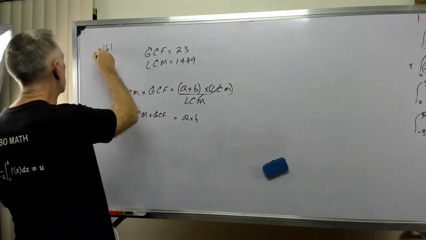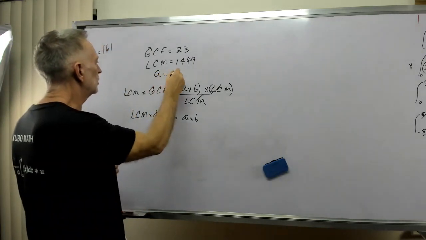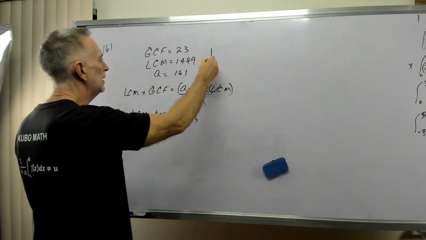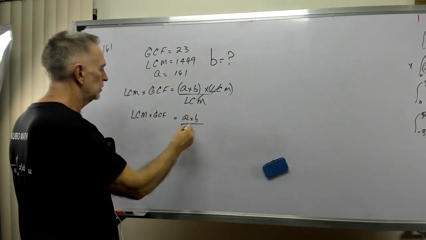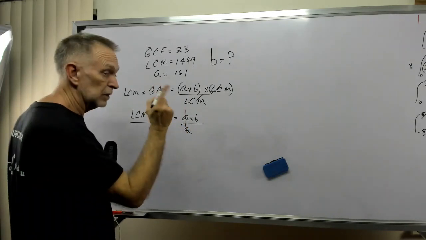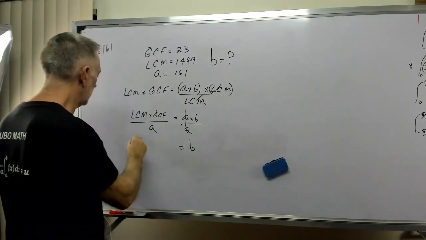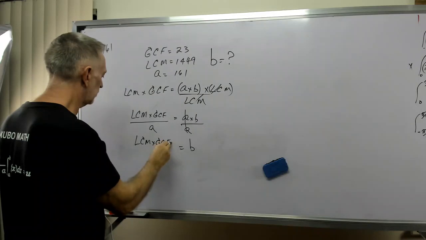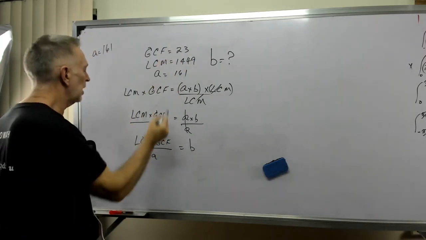Well, if I said A was the 161, so A equals 161, and I'm trying to solve for B, so B equals what? That's what they're wanting to know. What's the other number? So if I divide both sides by A, A divided by A is 1. 1 times B equals B. So now I have least common multiple times greatest common factor divided by A. Well, I know all of those, so just fill in the blanks.